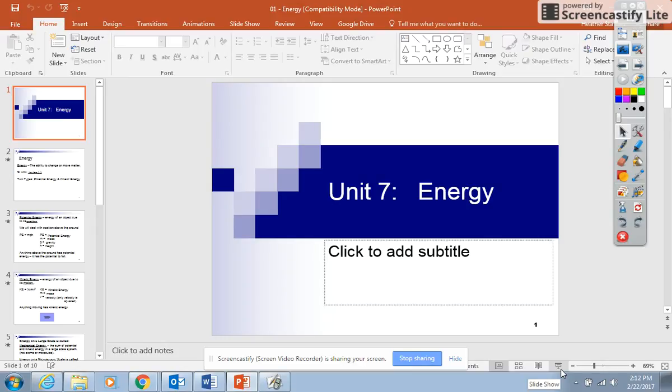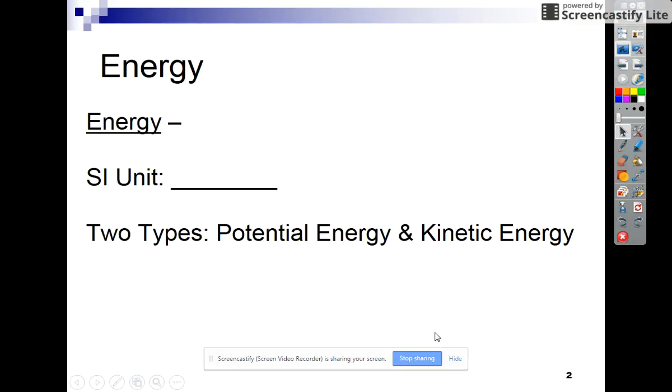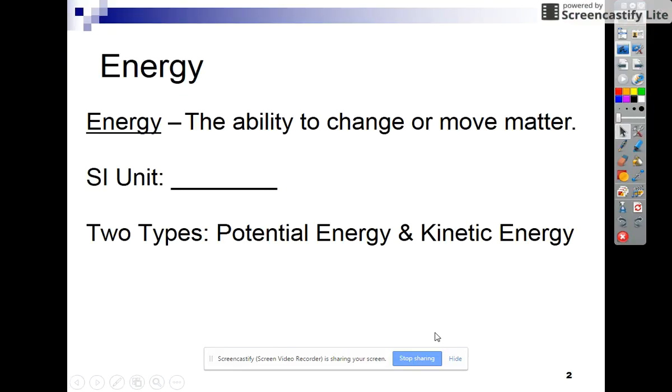So the first thing here is about energy. You should realize that energy is the ability to change or move matter. For the SI unit for energy, you guys know that we use the metric system. So for energy, it's going to be joules, and that will be a capital J. There are two major types of energy that we're going to focus on. One is potential energy, and the other is kinetic energy.